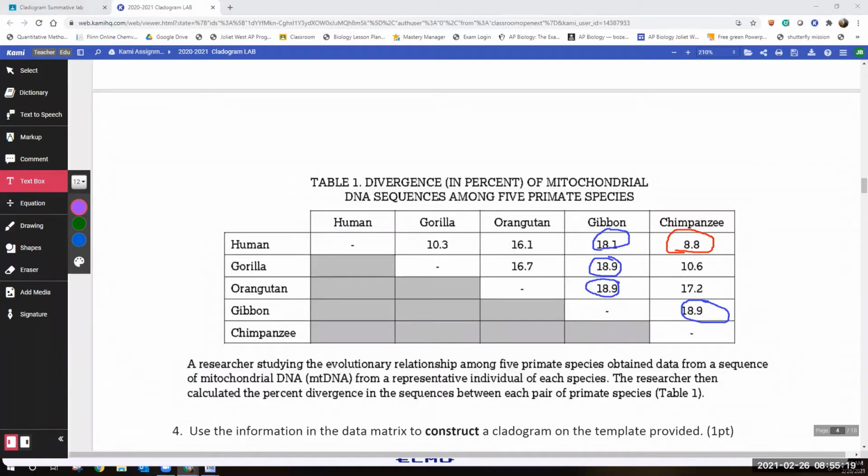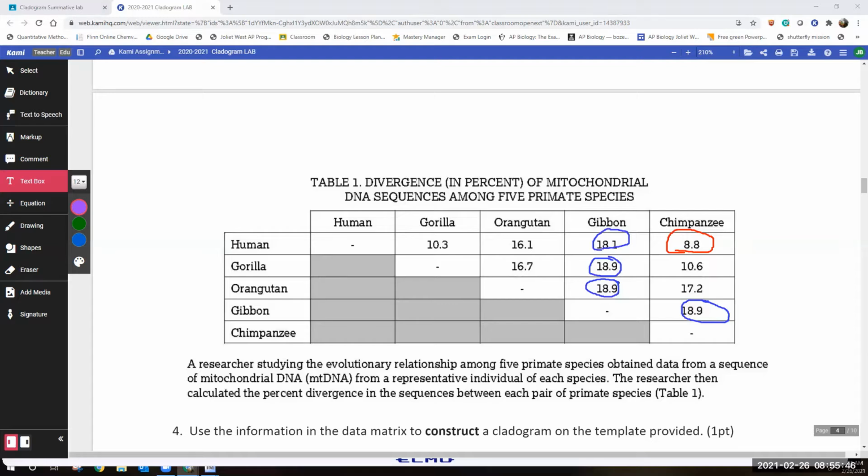I will tell you many, many times students make some really simple mistakes because they look at those numbers and assume that it might be a similarity, but this is looking at divergence or differences. So as you go through some of these cladograms, just take that extra minute to see, are we looking at similarities or are we looking at differences? And this is looking at differences.